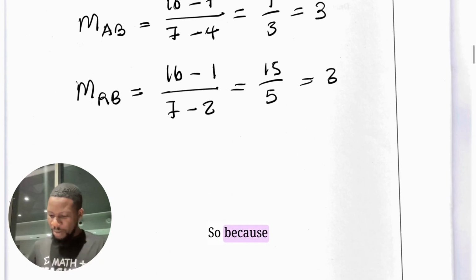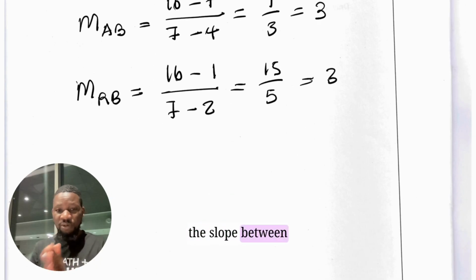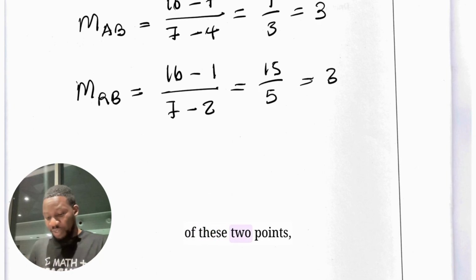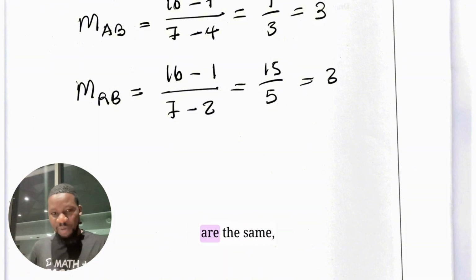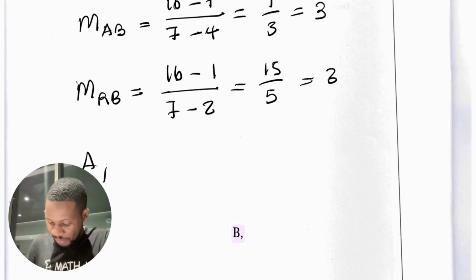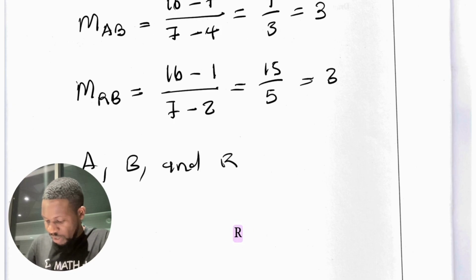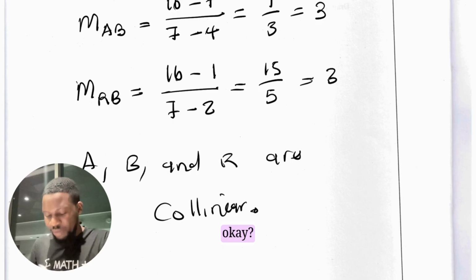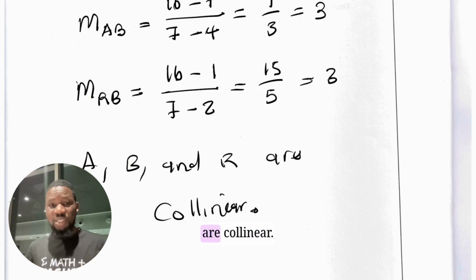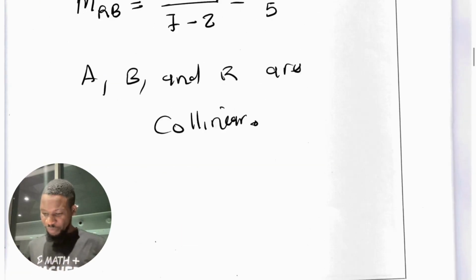Because the slope between any of these 2 points is the same, if you take 2 points and find the slope, all of them are the same, you conclude that A, B, and R are collinear. So that is how we show that points are collinear.